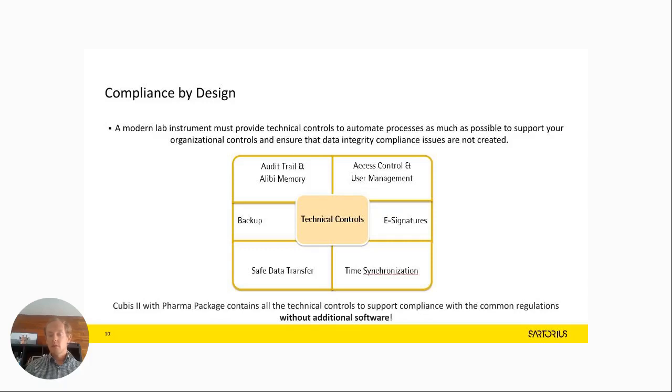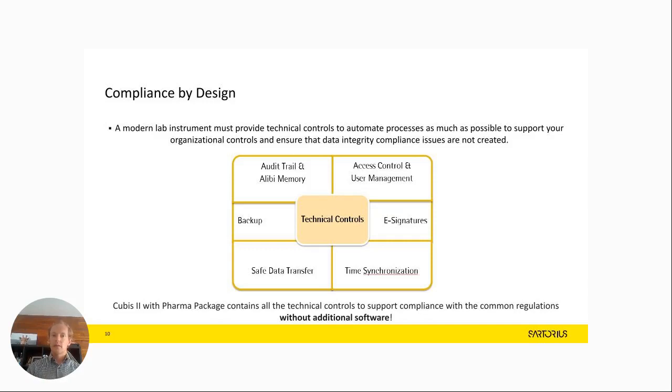And then, do you have an audit trail and an alibi memory? So, does the instrument record everything you do, what you measure, and what you change in the software? And if you have all of those 8 tools, 6 different boxes, but it's 8 tools, and if you set them up as you need, then you are fully compliant.